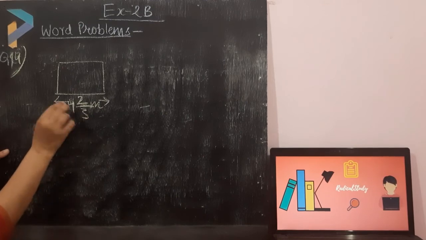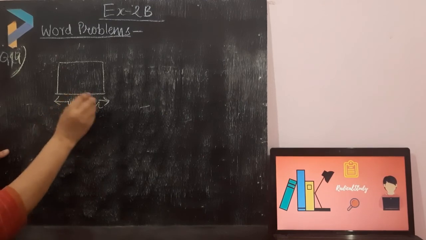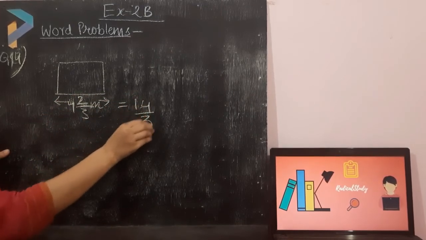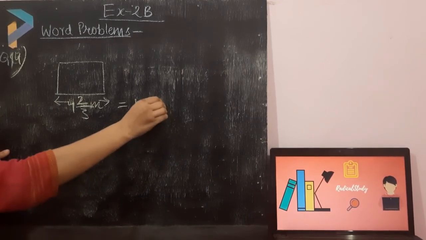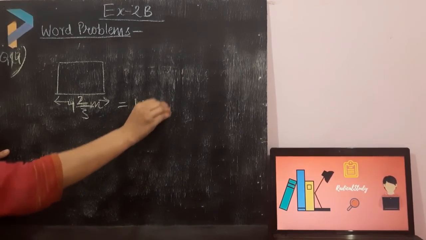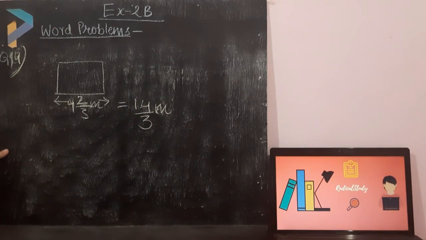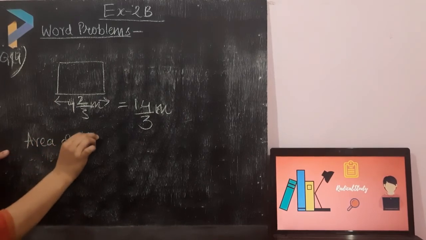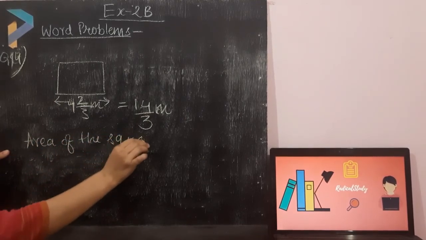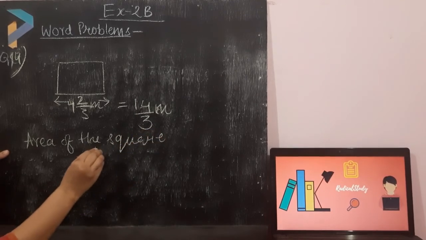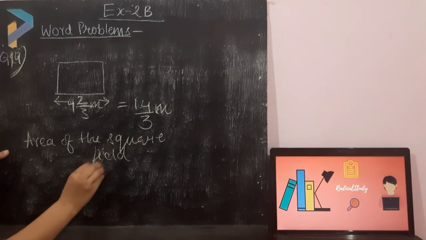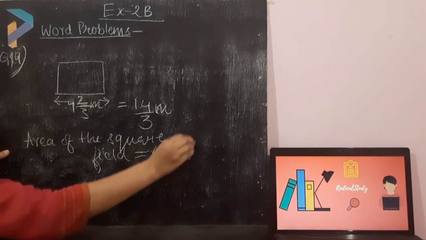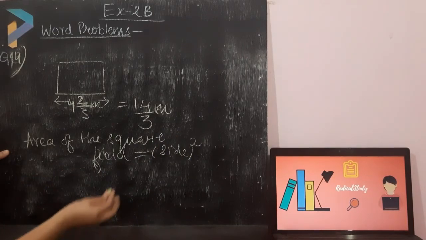Firstly I will convert it into an improper fraction. 3 4s are 12, 12 plus 2, 14. It will be 14 upon 3 meter. Okay students, now what is the formula for the area of a square? Because we have to find out the area of the square field. You must have studied it in your previous classes. I am giving you time to guess. Yes students, you all are right. The area of a square is side square or side into side.